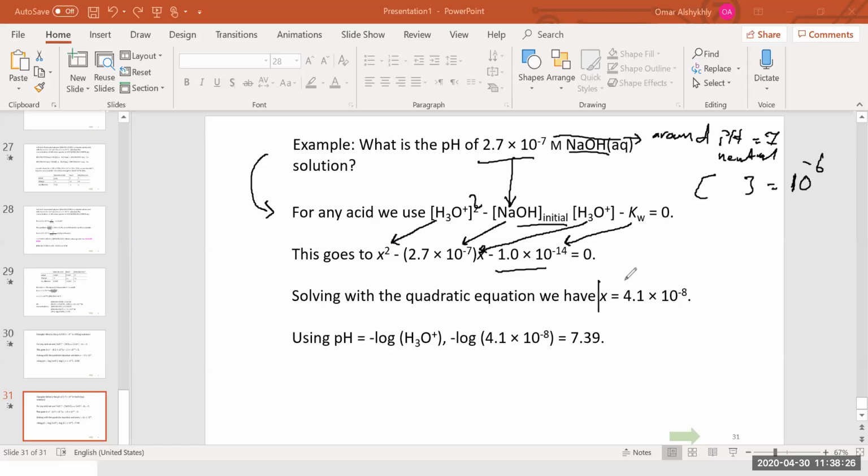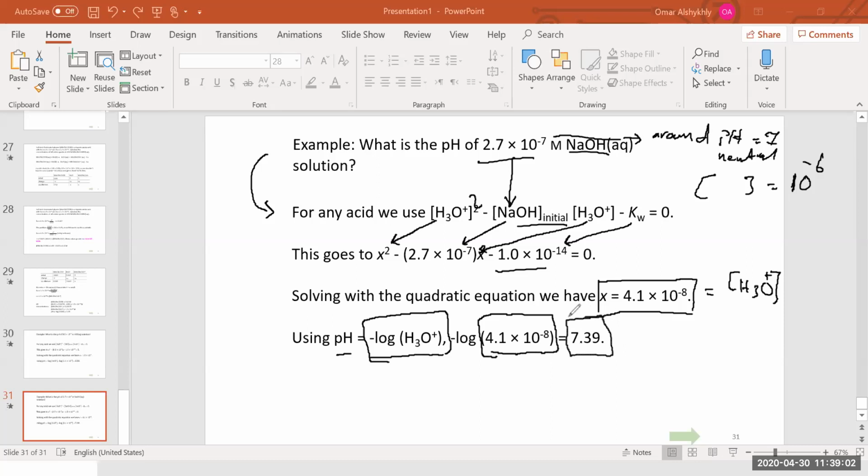We will get X equal 4.1 times 10 to -8. Now, of course, this will represent the H3O positive, and that one, we will use it to find the pH. pH will equal minus log the concentration of H3O positive, minus log the 4.1 times 10 to -8, and it will give us 7.39. So look at here, it is 7.39. It is more than 7.